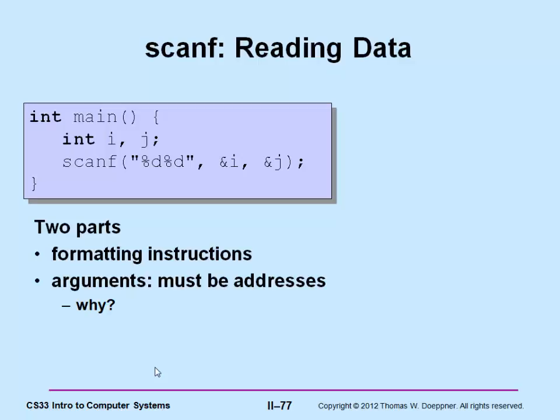Remember that parameters are passed by value, as we saw last time. If I just pass the value here, we're going to have the value of i and j inside of scanf, but we can't get it out of it. So what we really want to do is have scanf get these things and put them in the locations referred to by the pointers to i and j, so they end up actually in the i and j up here.